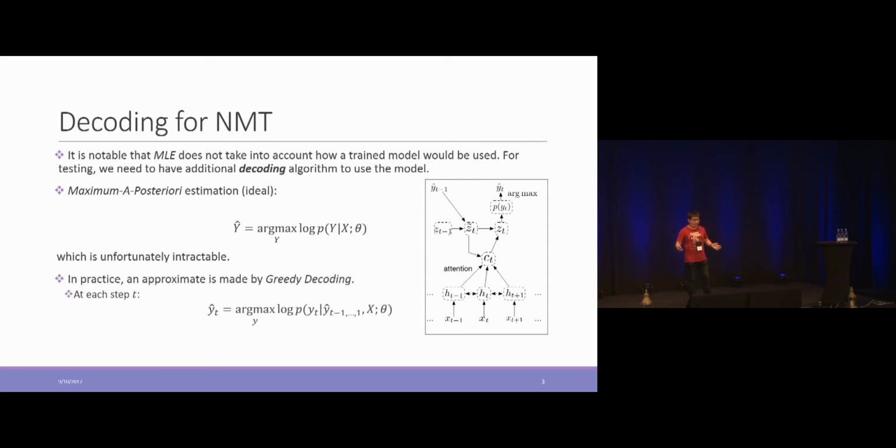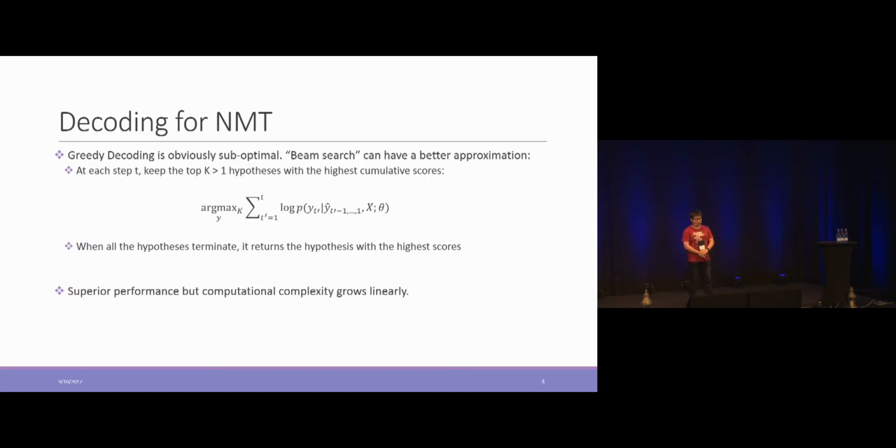So in practice, an approximation can be made, called greedy decoding. In greedy decoding, the simplest way is to find, at each time step, the word with the largest log probability, and take this word and send it to the next step. As I show on the right-hand side, I use y hat as the word generated by the model with greedy decoding. And of course, greedy decoding is obviously suboptimal.